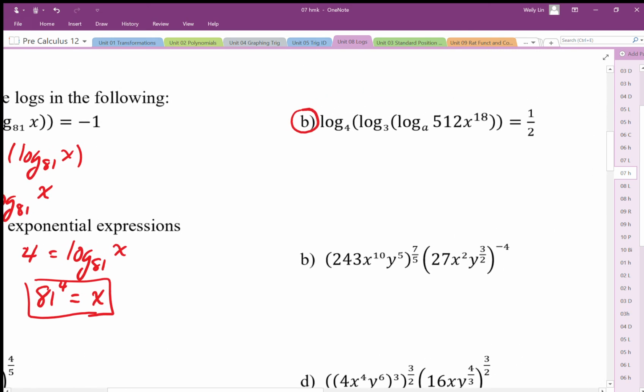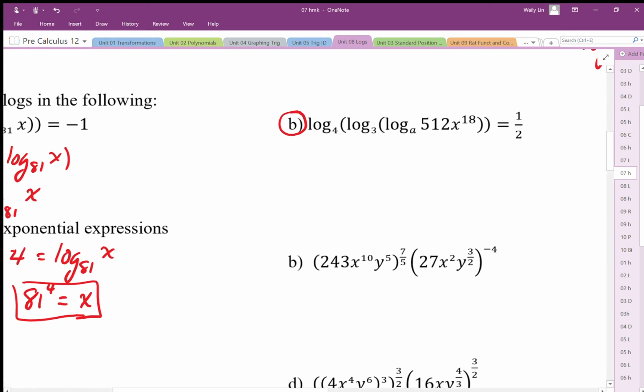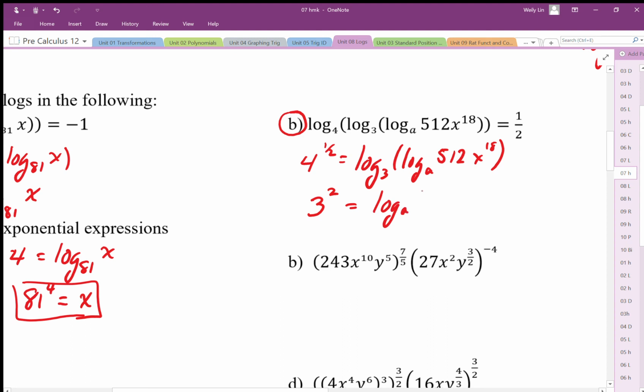So this next one is exactly the same thing. We're just going to work outside in to get rid of the logs. We have no option other than using the definition of log. So I'm going to convert this to an exponential expression. 4 to the 1/2 equals the argument, log base 3 of log base a of 512 x to the power 18. Okay, so 4 to the power 1/2 is 2, so that's my new base. 2 is my new power. And then I get log base a of 512 x to the 18.